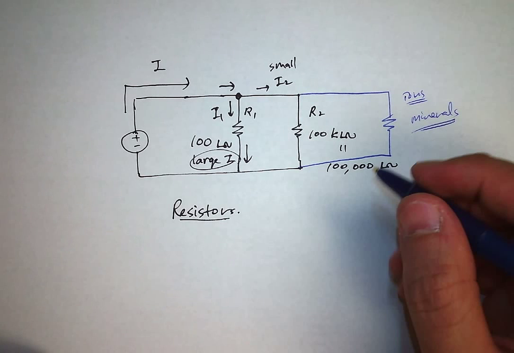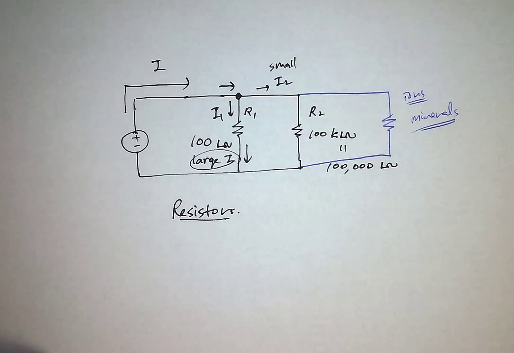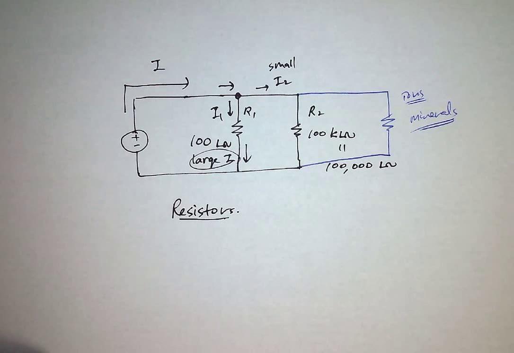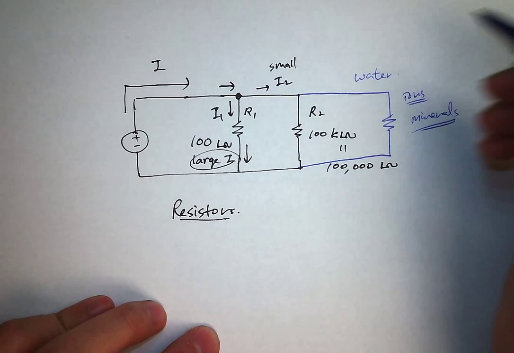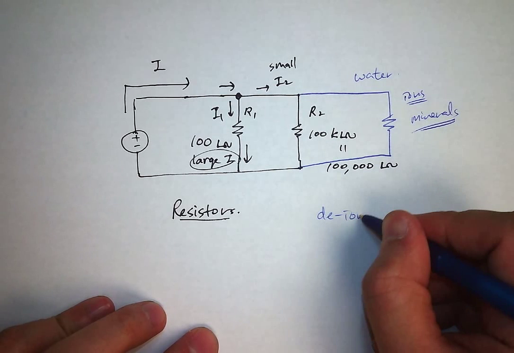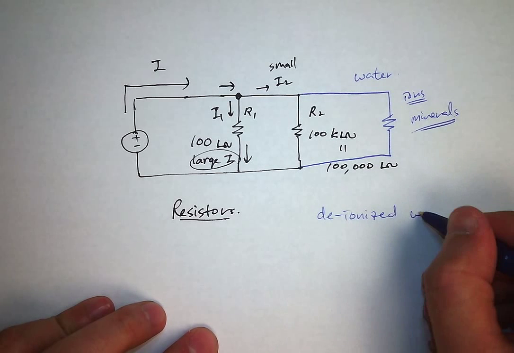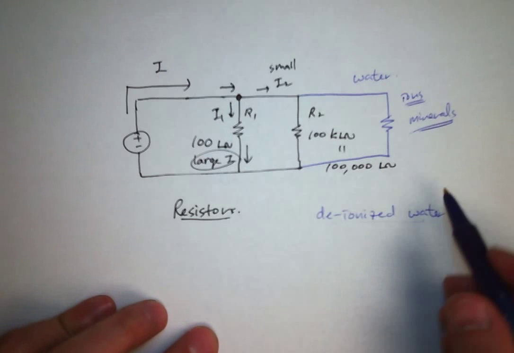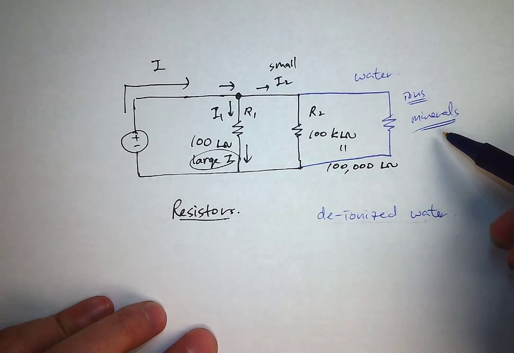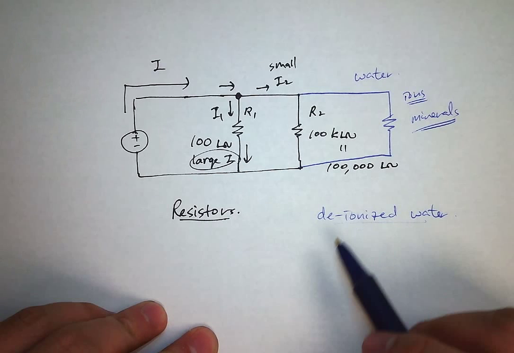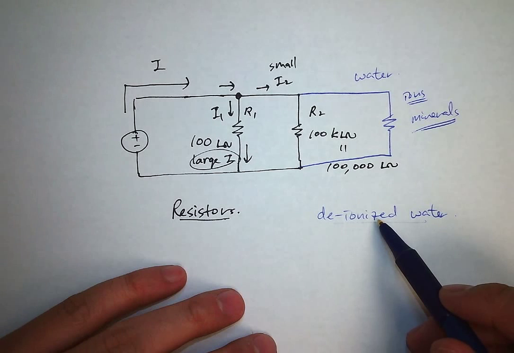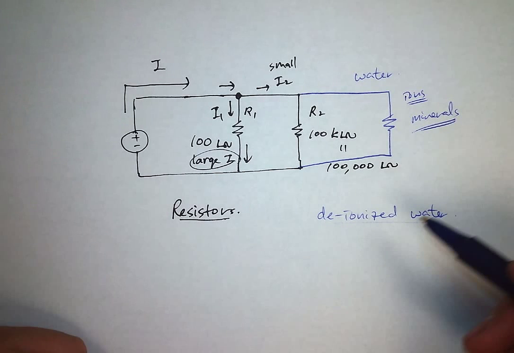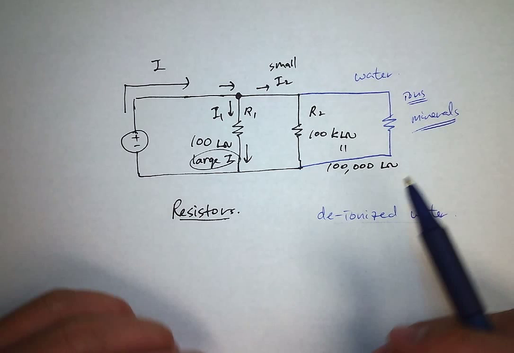If it's deionized water, so this is regular water, and then we have deionized water. Deionized water doesn't have these ions. It doesn't have these minerals. So if you drop your phone in deionized water, it'll still work. Okay, it'll still work. And you can just dry the phone. Just leave it out to dry. It'll be fine.